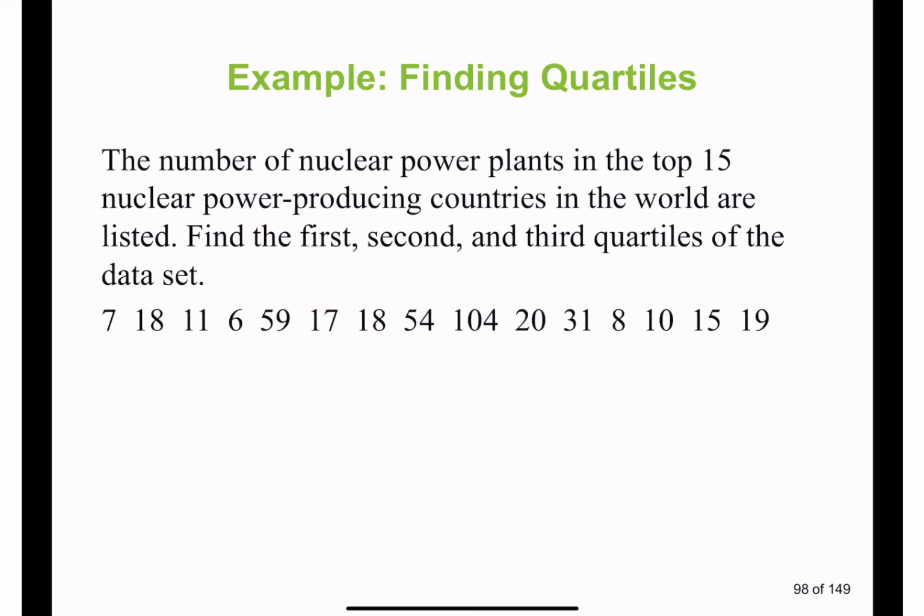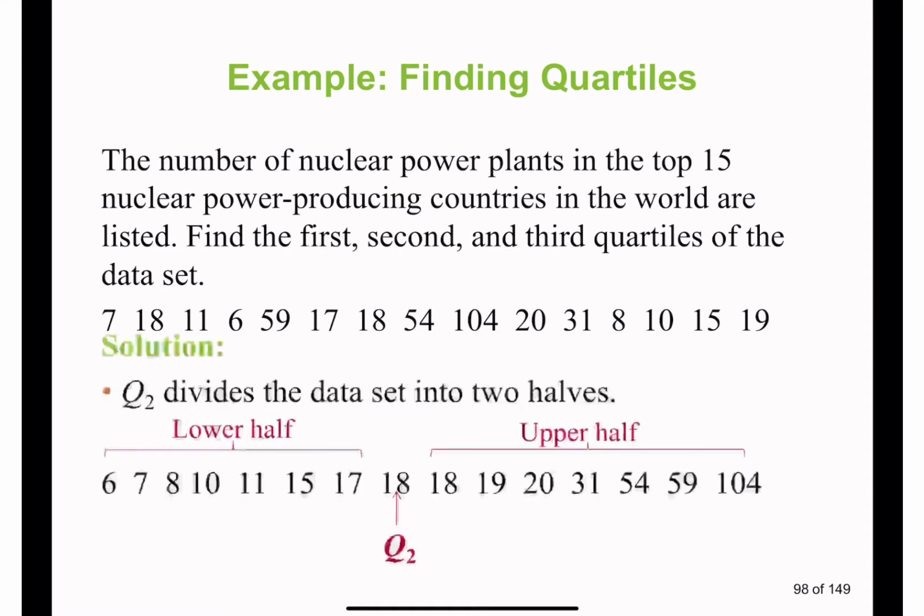So first thing, to find the quartiles, we have to arrange the entire database in ascending order. Here it is. We have in ascending order, lowest 6, the highest 104. What are these numbers? Those are countries. How many nuclear powers do these countries have? Some country has 6, some 7, some 10, 15, 17, 18. Wow, here we have 104. Take a guess which country has 104.